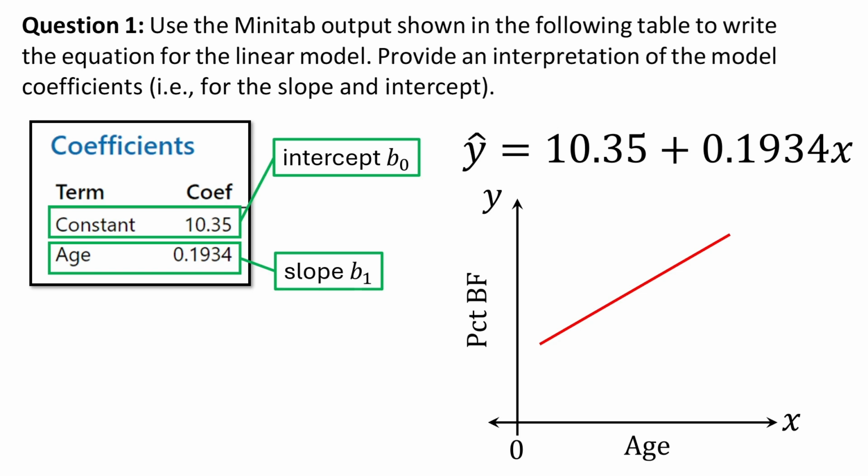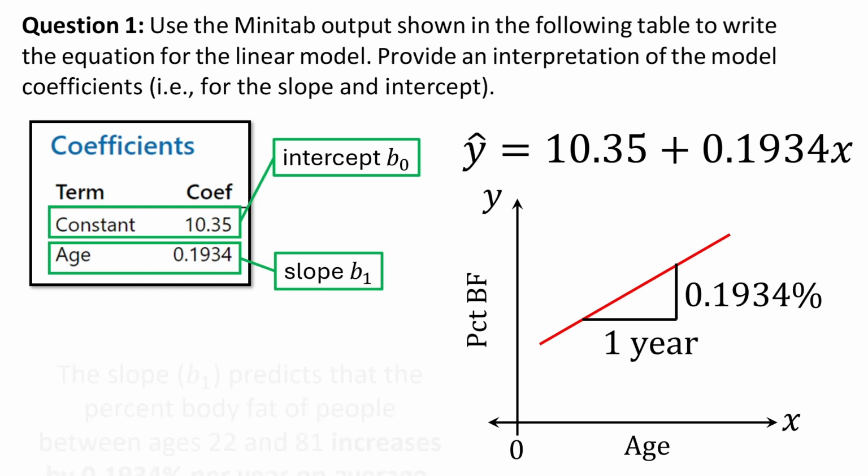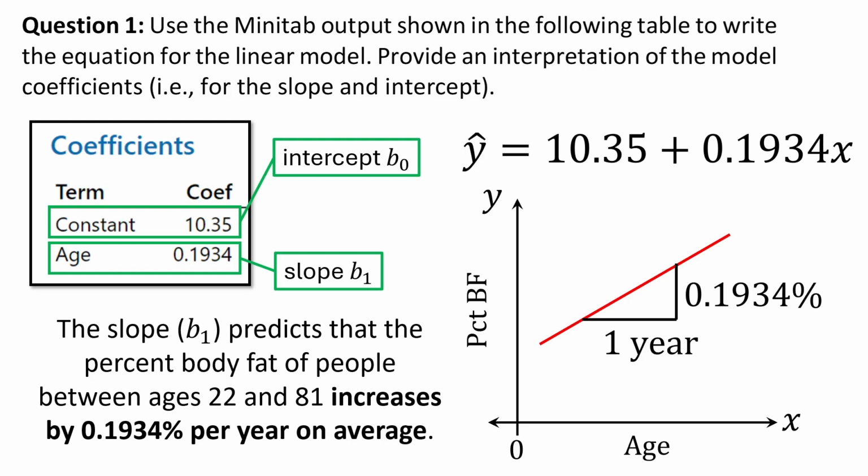Now, what about the slope? Well, we have in this picture here, we can draw a little triangle which shows us that for every 1 year a person grows, every extra 1 year of age, the percent body fat on average will increase by 0.1934%. So for example, it would take about 5 years, according to this model, for body fat to increase by 1%. Right, so here again, the slope predicts that the percent body fat of people between ages 22 and 81 increases by 0.1934% per year on average.